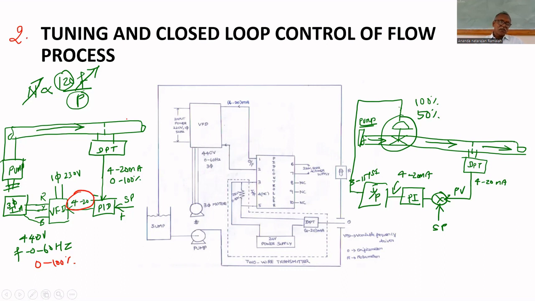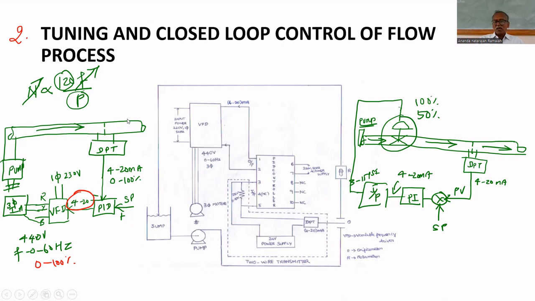VFD is a power electronic device. It will convert the given power into three-phase supply with variable frequency. Here, what you are getting is constant frequency power supply. The frequency is 50 hertz constant. That's why if you connect an induction motor, it will run at a constant speed, single speed. But because of load, a small change in the speed may be there, but you cannot vary the speed much. If you vary the frequency, you can vary the speed. That's why we can vary the flow rate.